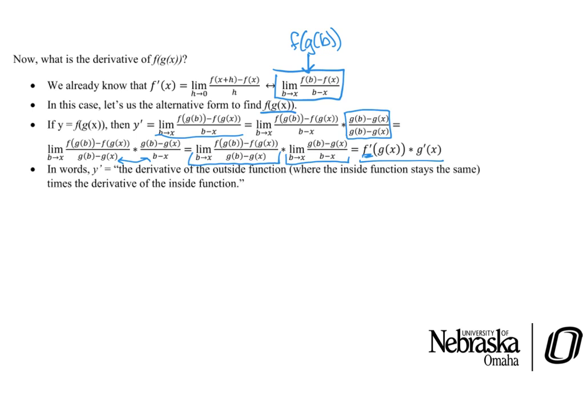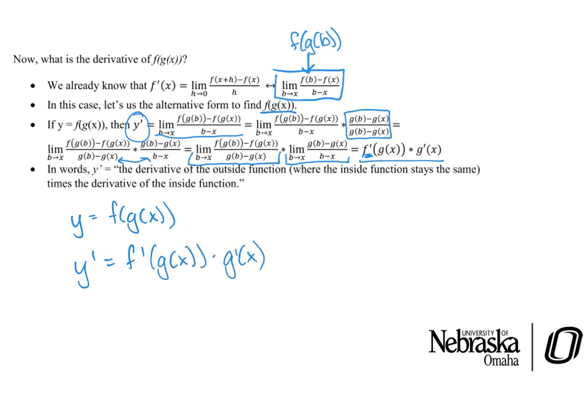We have, let me look for the beginning. So we have, if y equals f of g of x, then the derivative of y is equal to this last portion, f prime of g of x times g prime of x. So we're going to use this, but we're going to rewrite our function a little bit.